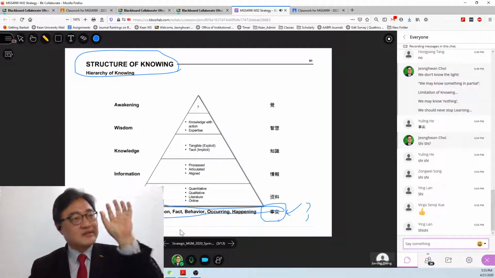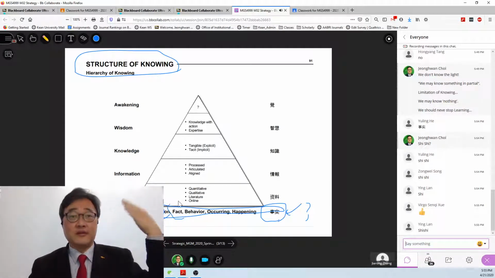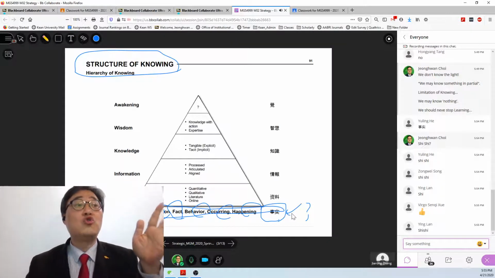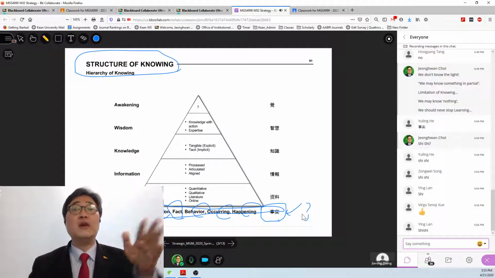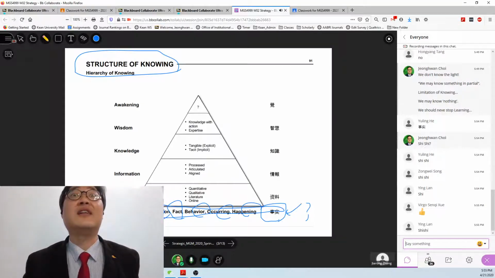Fact. Something is happening. Some phenomenon, fact, behavior, occurrence, that must be true. Something is happening, something is occurring. Good. So how can we know that?